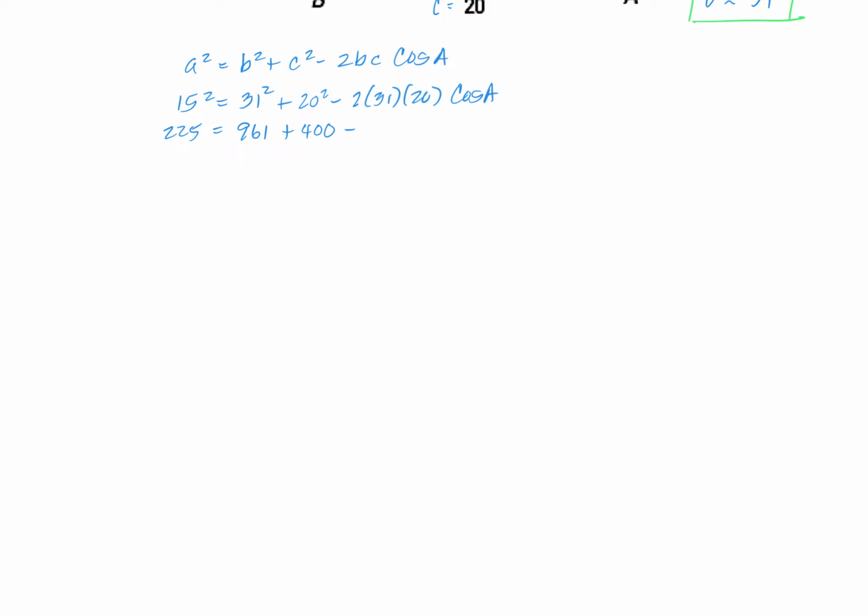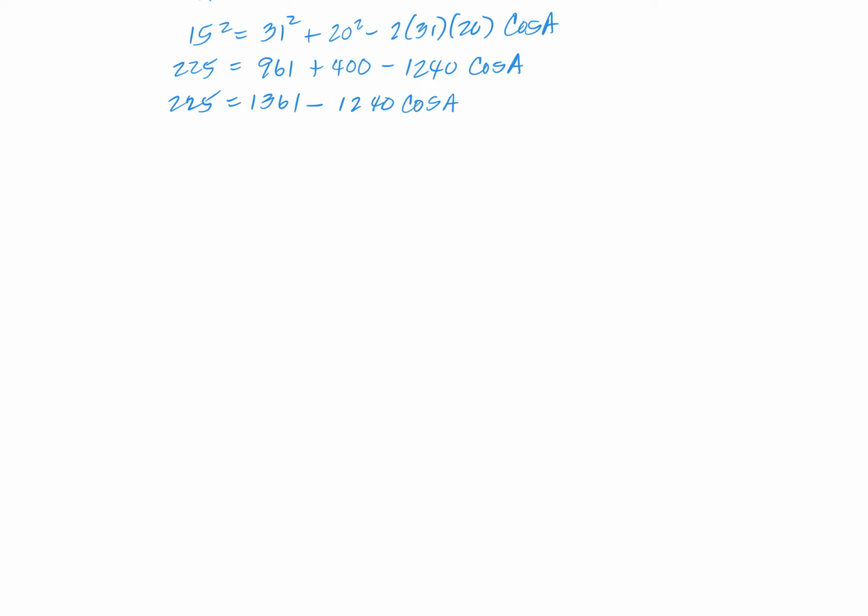Minus 1240 cosine of A. So I can add the 400 to the 961 to get 1361. But again, the caution is you do not want to do 1361 minus 1240 because that's times cosine of A. So instead, what we need to do is use our order of operations to subtract the 1361 from both sides.